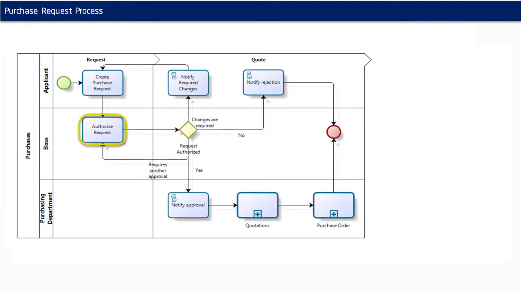Then the user's boss approves the request. 3 quotations will be needed in order to continue with the purchase. These quotations will be analysed and the best offer will be selected. A purchase order will be generated and sent to the supplier.